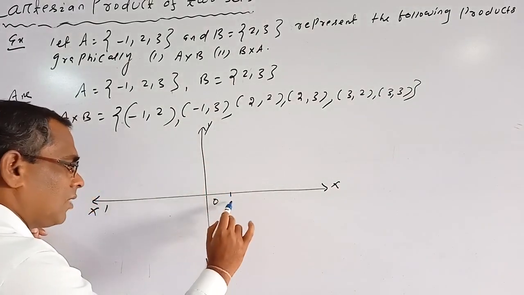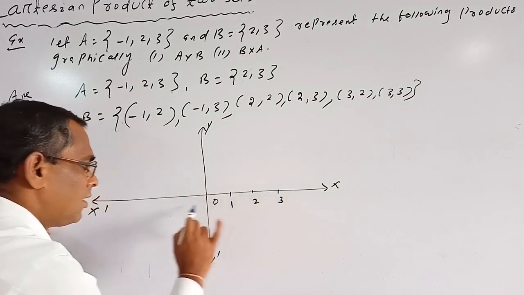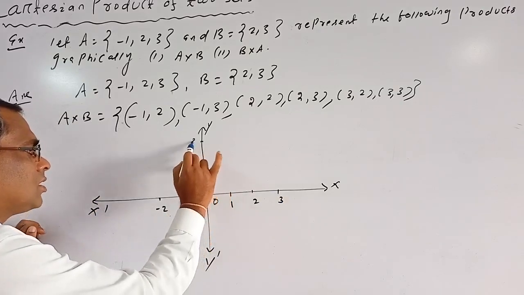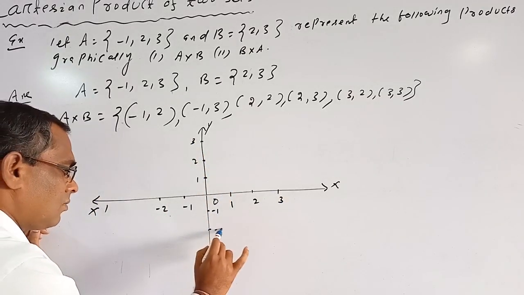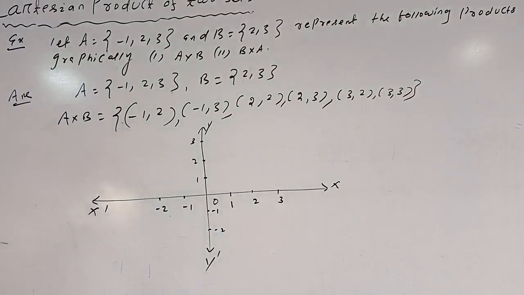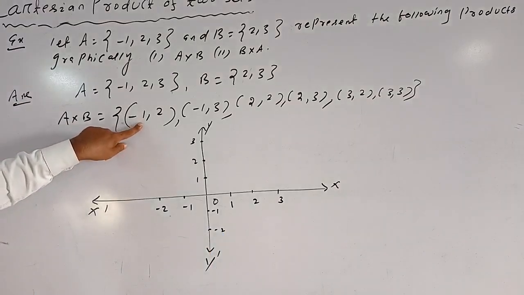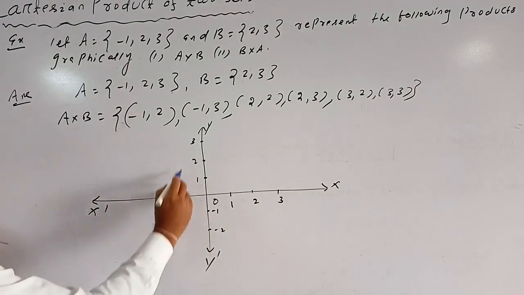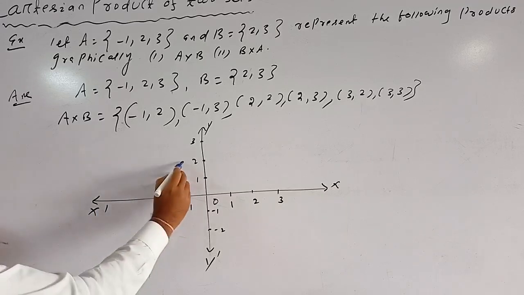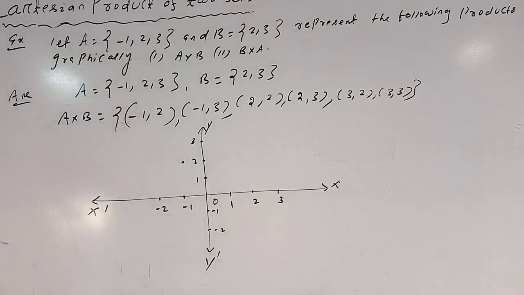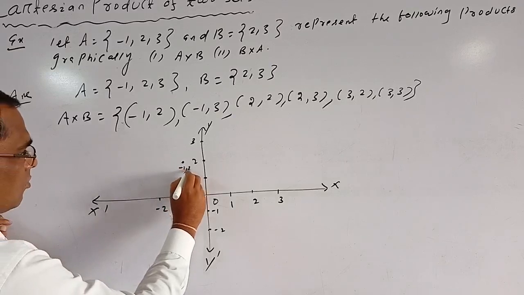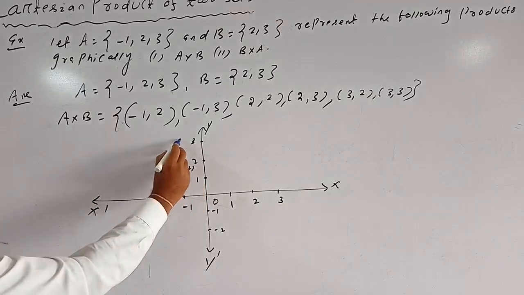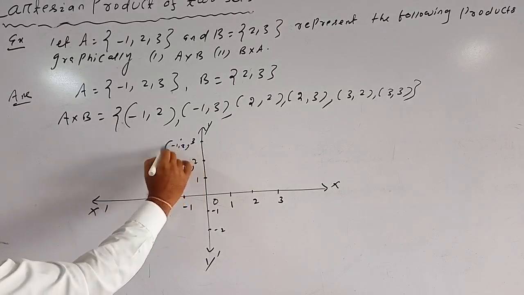Suppose we mark this one as 1, 2, this is 3, and this is -1, -2. Okay. So the first point is (-1, 2). (-1, 2) lies in the second quadrant. X coordinate -1, y coordinate 2. This point is (-1, 2). Then (-1, 3). This point is known as (-1, 3).